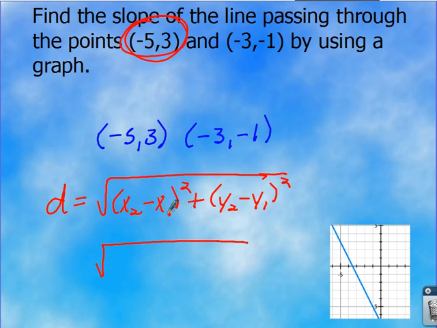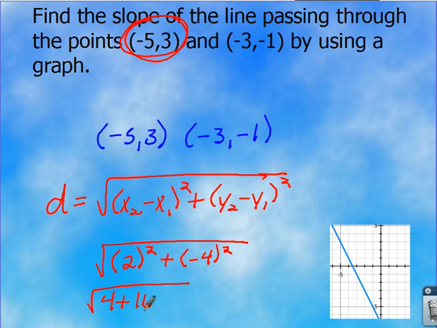But here's the other way. x2 minus x1, -3 minus -5. Hey, seems like we just a while ago did that, right? -3 minus -5 is 2. And again, when you subtract, you're simply finding the distance between those things. That's all you're doing here. -1 minus 3 is -4. That's the square root of 4 plus 16, which is the square root of 20.